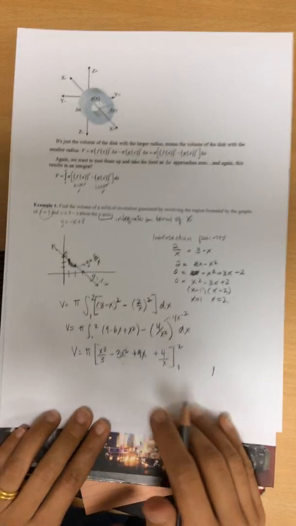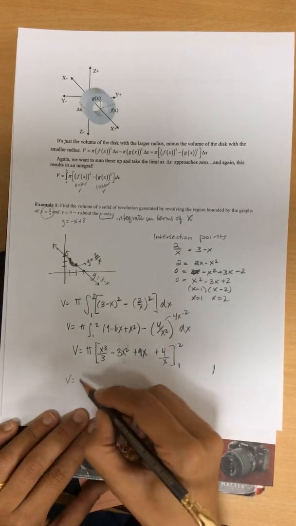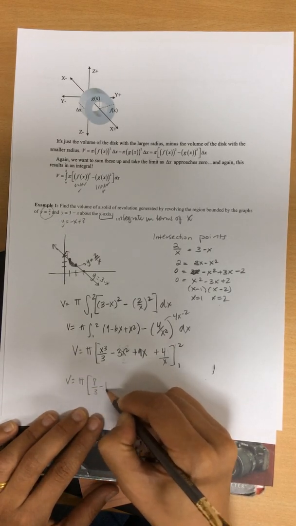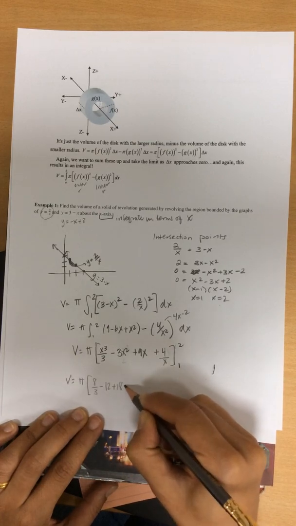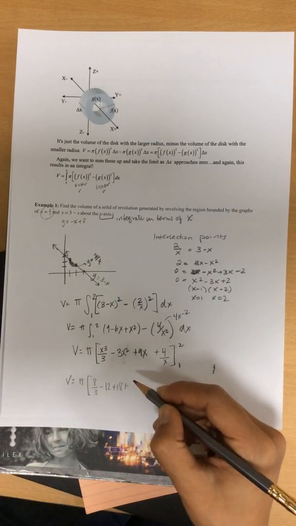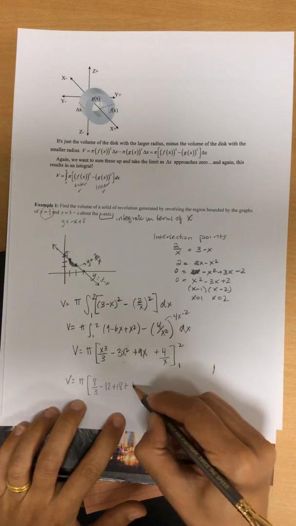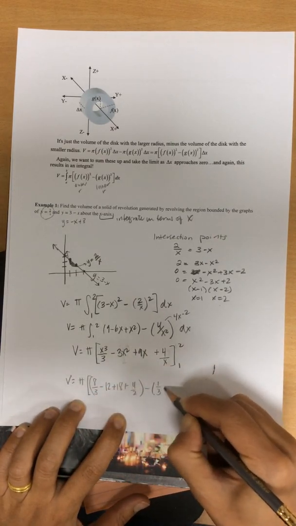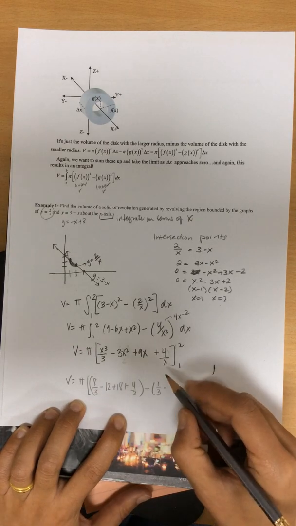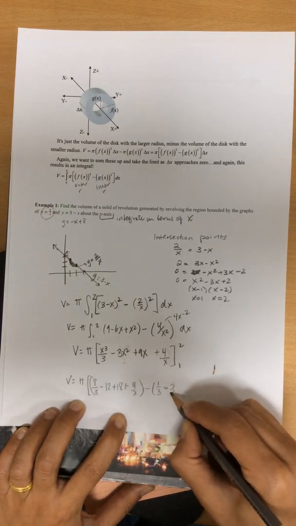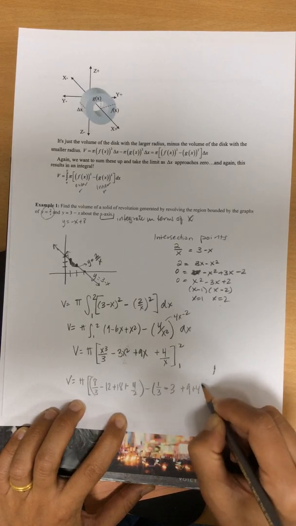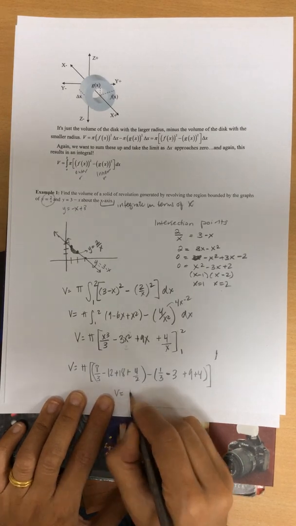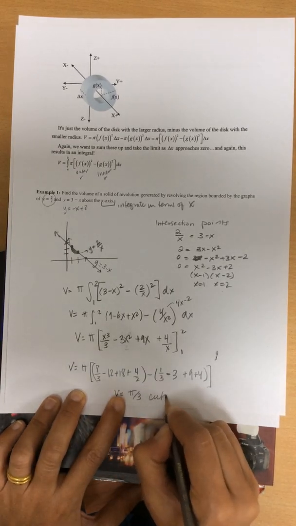Okay, so then when you plug those in, I'm just going to write what I got last year to save time. That's 8 over 3 minus 12 plus 18 plus 4 over 2 minus 1/3 times, sorry, 1/3 minus 3 plus 9 plus 4. So you can check all that if you want, but it ends up being pi over 3 cubic units.